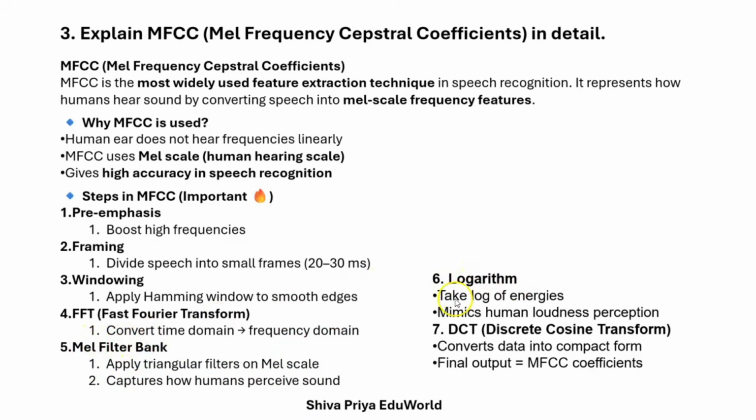The sixth one is logarithm. It takes the log of the energies and mimics human loudness perception. And DCT, discrete cosine transform. It converts the data into compact form, and the final output will be MFCC coefficients. Clear? This is how the MFCC works.